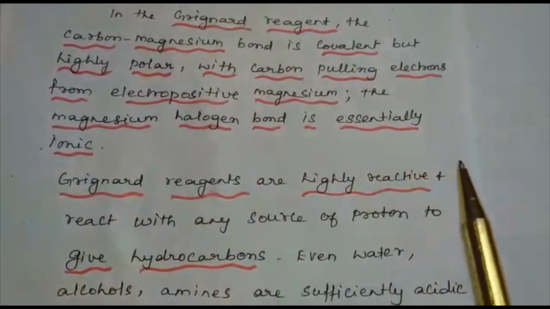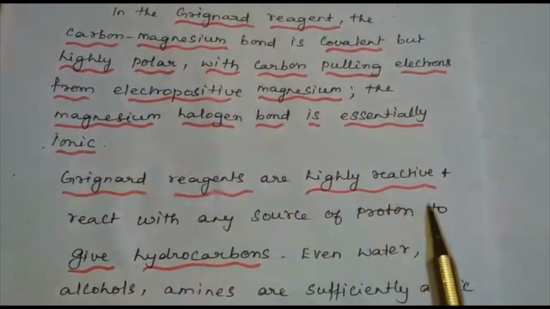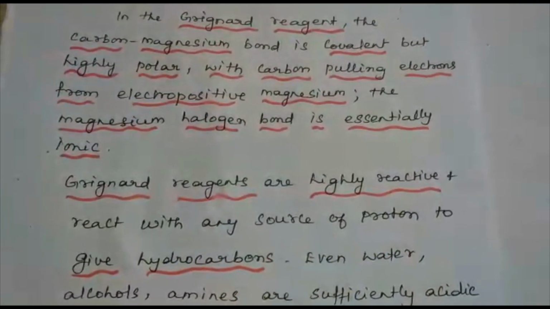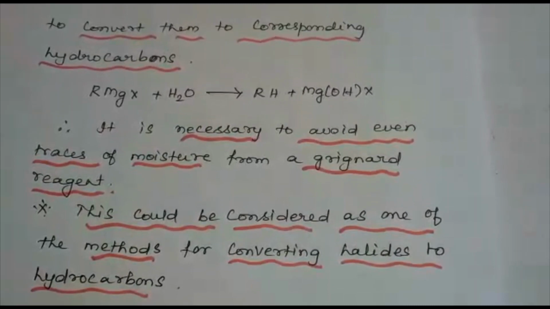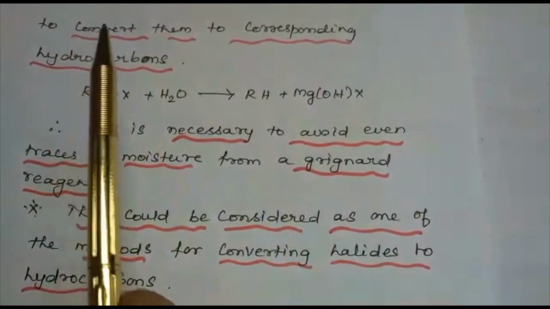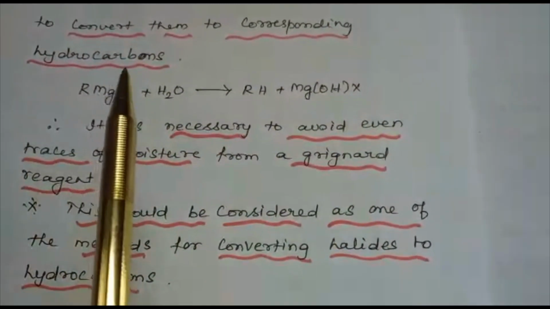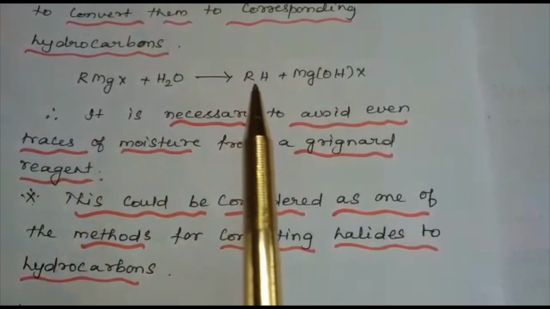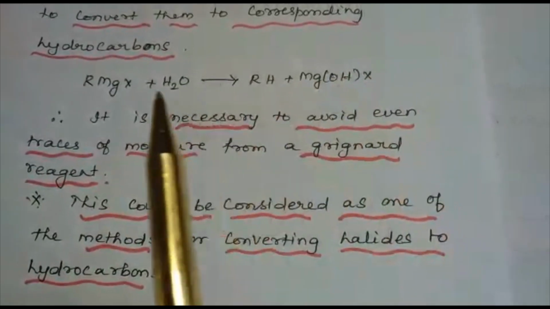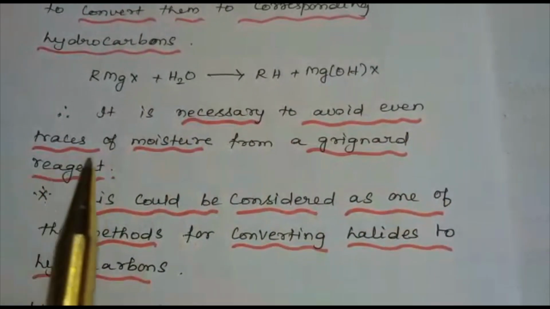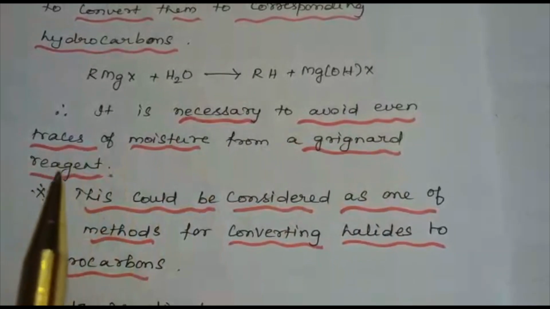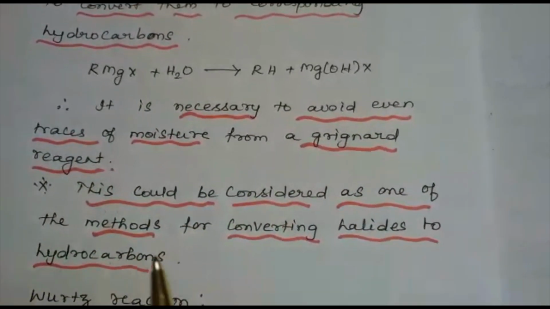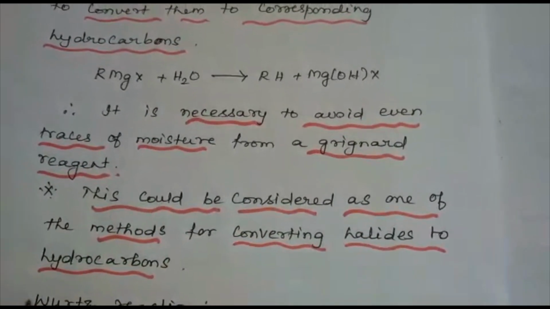Grignard reagents are highly reactive and react with any source of proton to give hydrocarbons. Even water, alcohols and amines are sufficiently acidic to convert them to the corresponding hydrocarbons. RMgX, even with a trace of water, will give hydrocarbon plus MgOHX. It's necessary to avoid even traces of moisture from a Grignard reagent. This could also be used as one of the methods of converting halides to hydrocarbons.